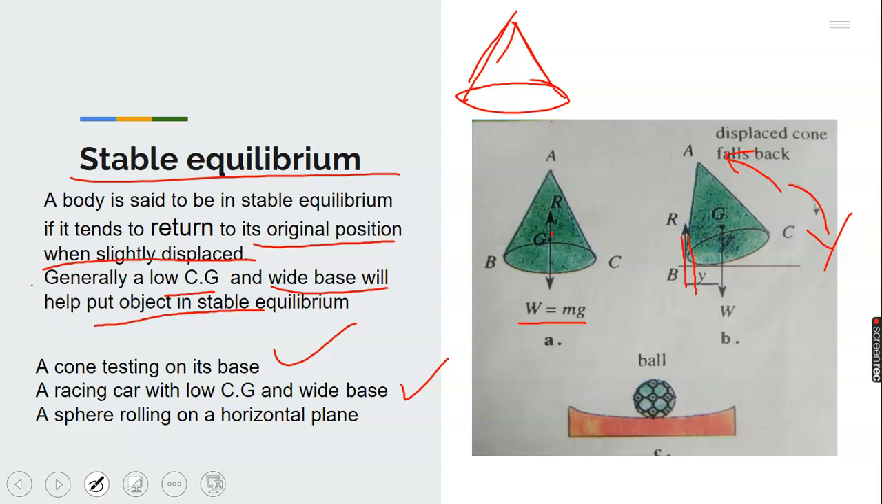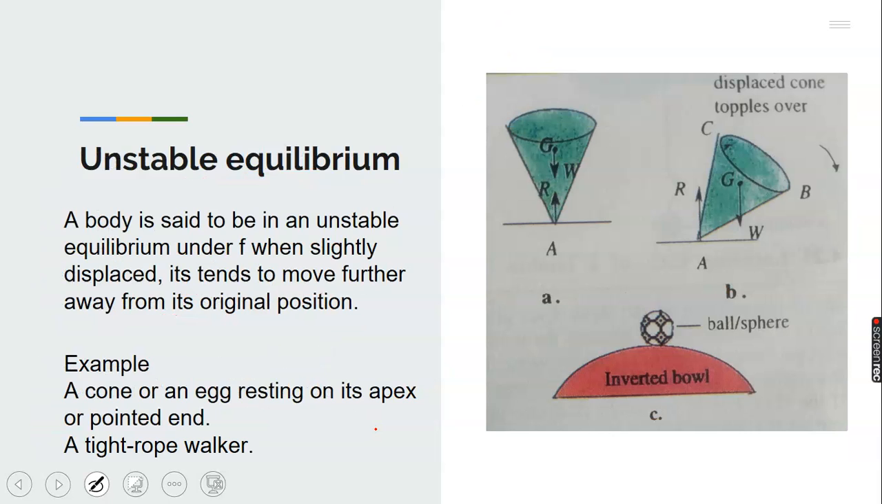Another example is a sphere rolling on a horizontal plane. But this one can also be classified as neutral equilibrium because the position of the center of gravity does not change. But you can see this one, this position of G is low, here is high. But because the line of action is still within the radius of the base, it will fall back to its original position. Now we have unstable equilibrium.